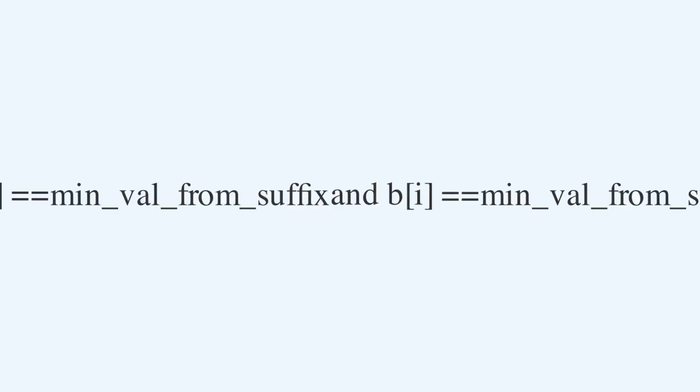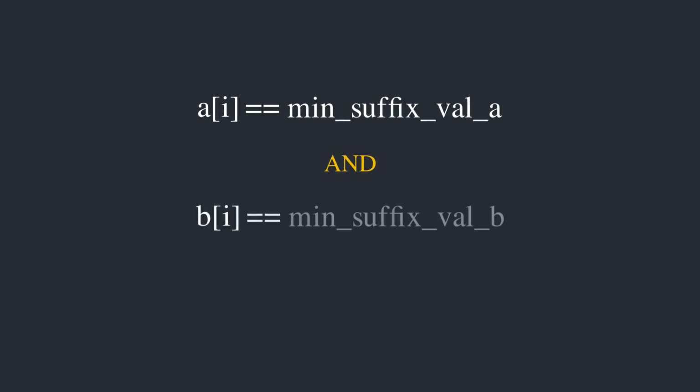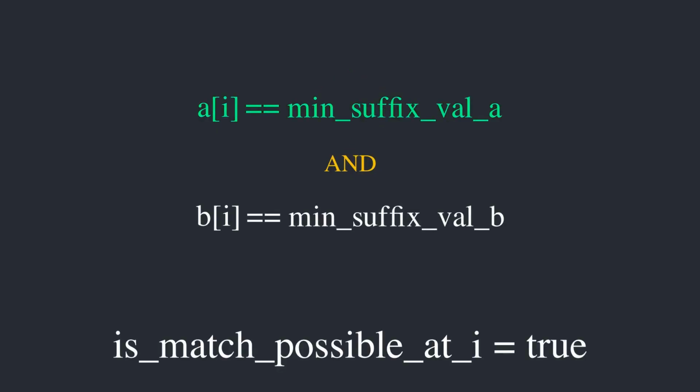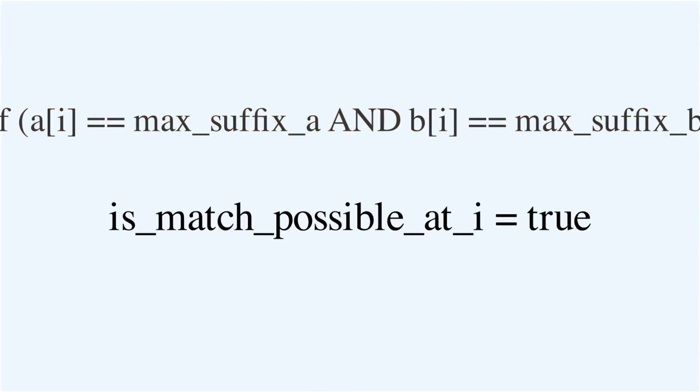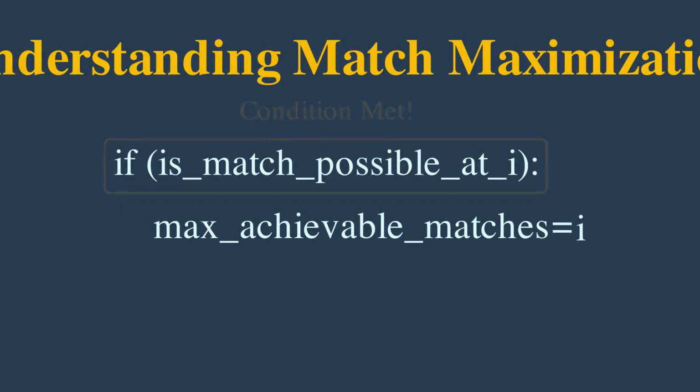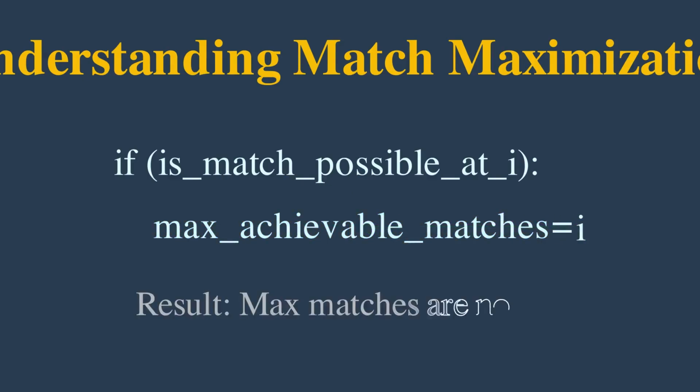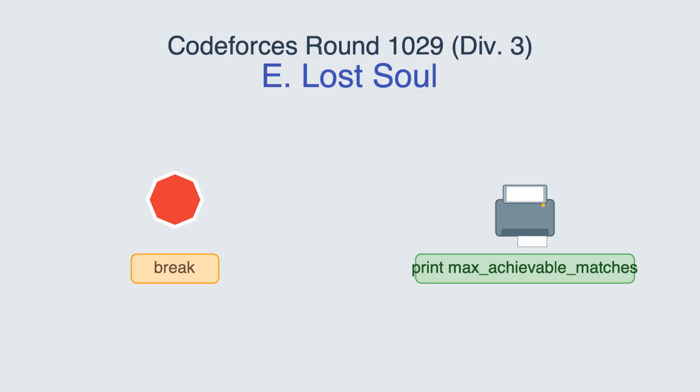Check if a_i and b_i can both become min value from suffix. If a_i equals min value from suffix and b_i equals min value from suffix, set is match possible at i to true. Check if a_i and b_i can both become max value from suffix. If a_i equals max value from suffix and b_i equals max value from suffix, set is match possible at i to true. If a match is possible at i, then we can achieve i matches. Update max achievable matches to i. Break, as we found the largest i. Finally, print max achievable matches.